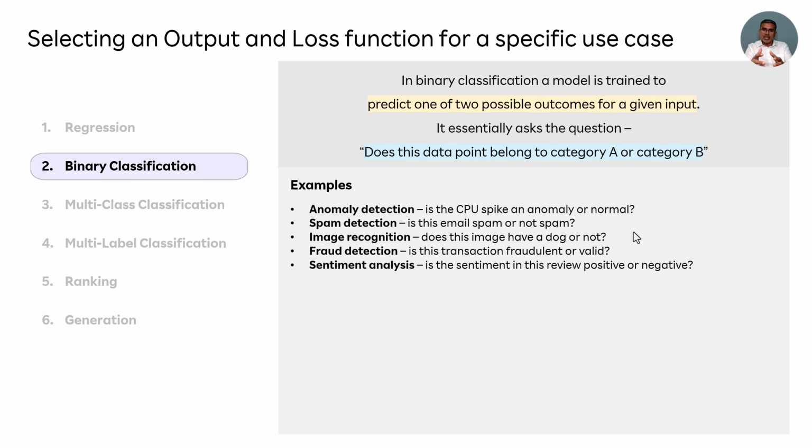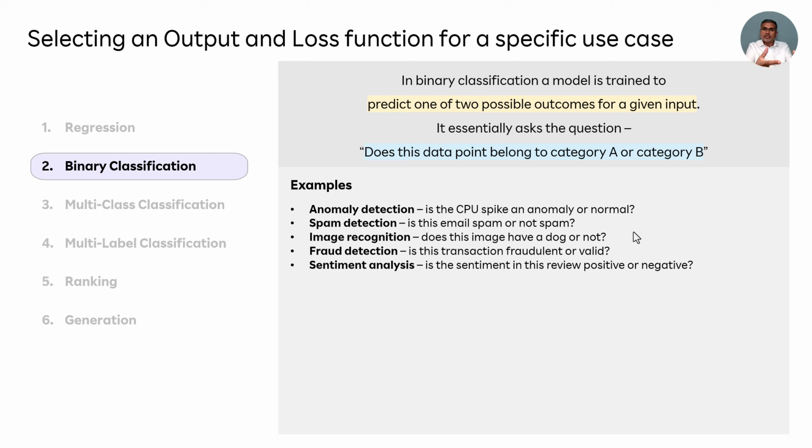So, what are some examples where it's useful? Anomaly detection. You have a CPU spike on your server, and you'd like to figure out whether that CPU spike is an anomaly or it is normal. You give it an email, and you want to determine whether that email is spam or not spam. You give it an image. Does that image have a dog or does it not have a dog? Give it a bank transaction. Is that transaction fraudulent or is it valid?